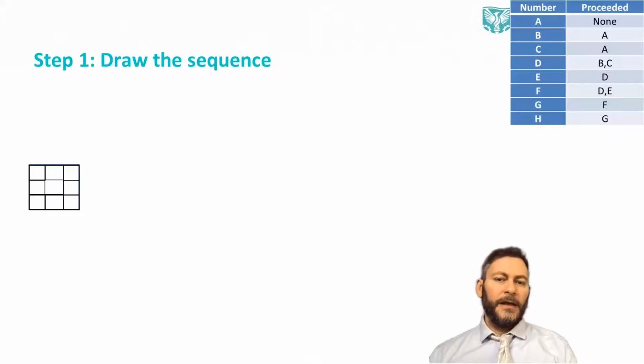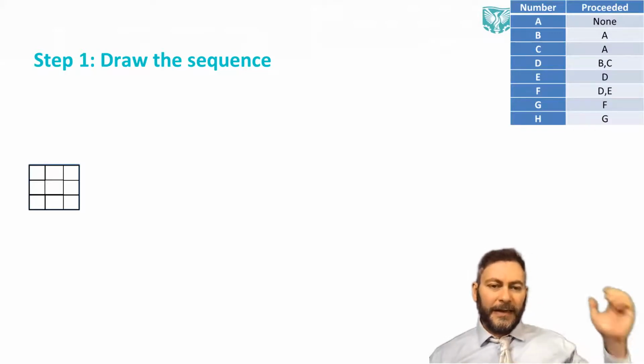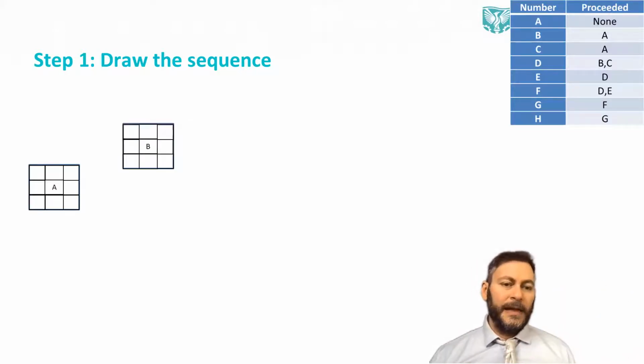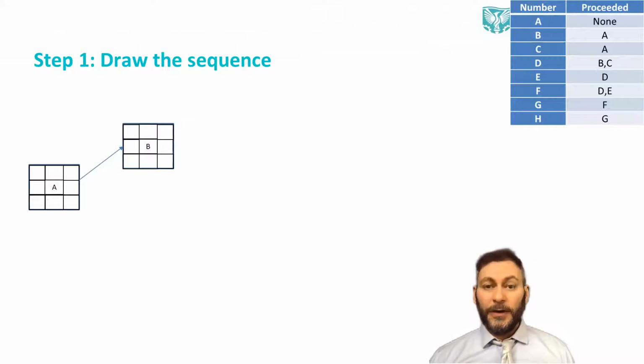So let's see. We're going to start. The first step in drawing your project network is to draw the sequence. So don't worry about the times, don't worry about anything, just try to find what comes before what. And the first activity we have is activity A. Activity A does not have anything before it, as you can see. Then we go to activity B, and it says activity B is waiting for A to finish. So we have to put the arrow there to show that activity B will need to wait for activity A to finish before it can start.